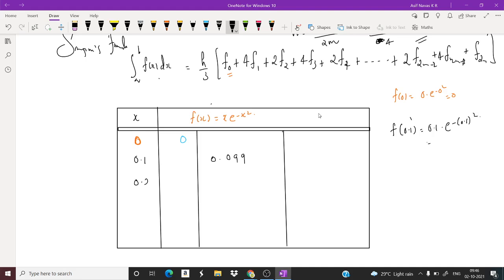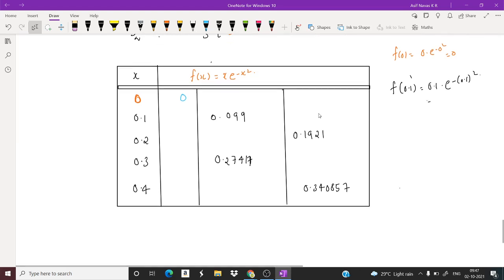And 0.2, this is an even term, so I am writing it here, 0.1921. And next is an odd term, 0.3: first, second, third, fourth. So I am writing it here, 0.27417, and 0.4 is 0.340857.